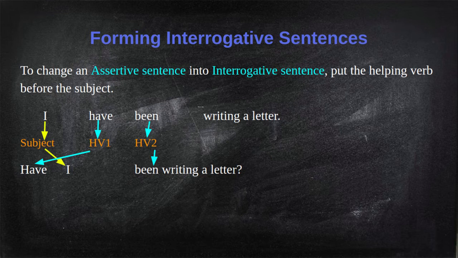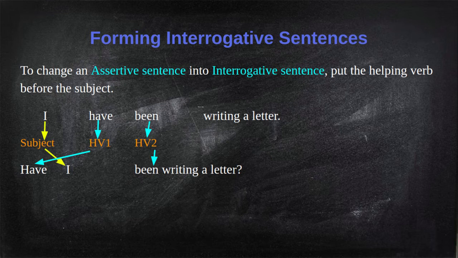I have been writing a letter. In this sentence, the subject is I. Have is the first helping verb. Been is the second helping verb.